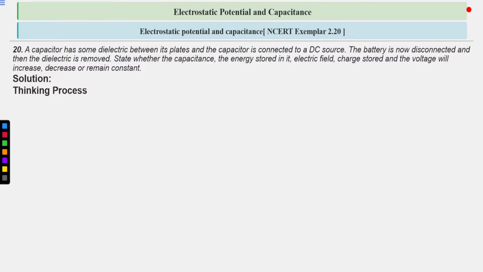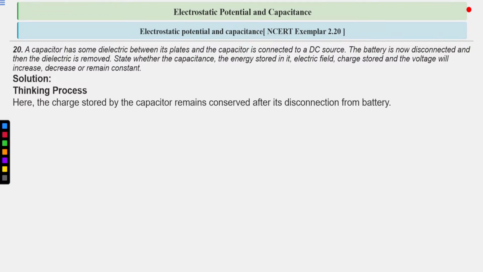So what is the thinking process for this question? Here the charge stored by the capacitor remains conserved after its disconnection from the battery. Even if we disconnect the battery, the charge stored will remain conserved. According to the conservation of charge, the charge just before the disconnection of the battery will remain constant. That value of charge will remain conserved even after the disconnection. So let's see the answer.